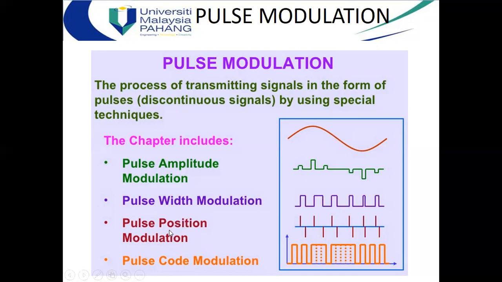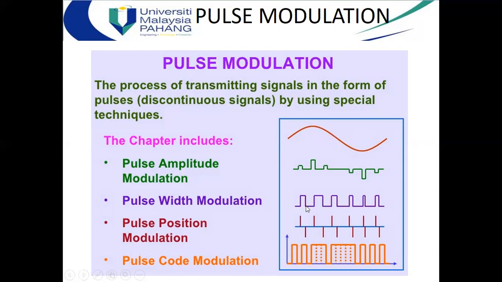Whereas, what is pulse position modulation? In pulse position modulation, a fixed width pulse is captured depending on the position, how far it is, and also the width. So let us relate this one with pulse width modulation. So the first positive pulse will be captured at the beginning of the width. So here is the width, this is positive.